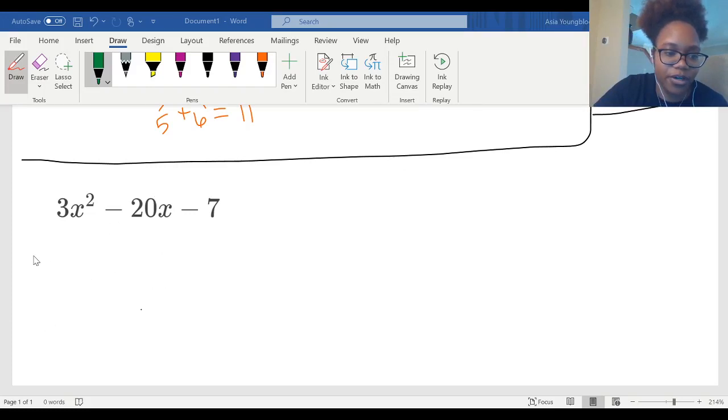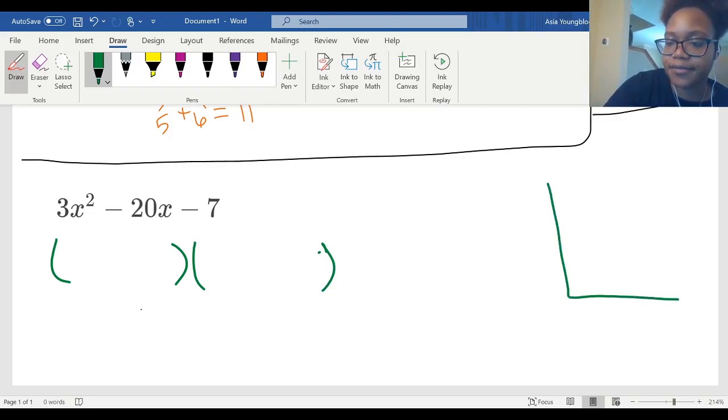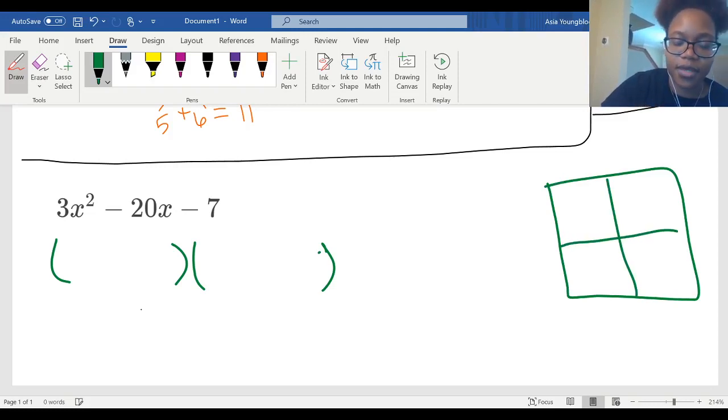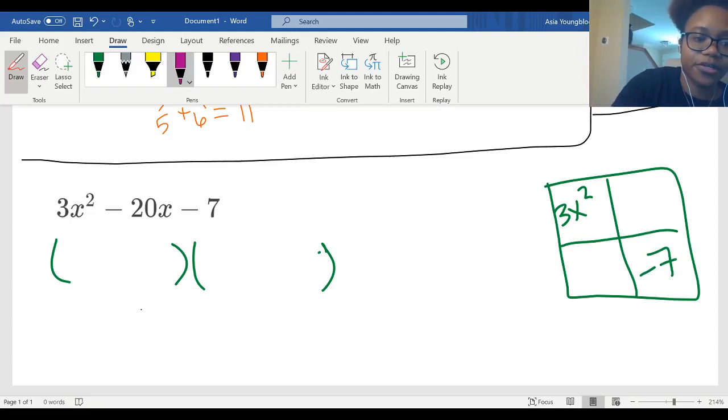Again, we are given this expression. We're not factoring out the greatest common factor. We're just looking right away at what 2 binomials will multiply to get this expression. So we're going to jump straight to our boxes. And we're going to have 3x squared and negative 7. So again, I just started by putting these 2 terms in their respective boxes. Now we're going to break apart this negative 20 between the other 2 boxes.